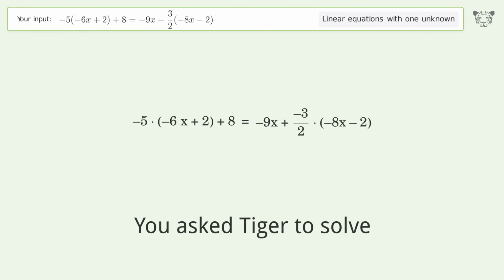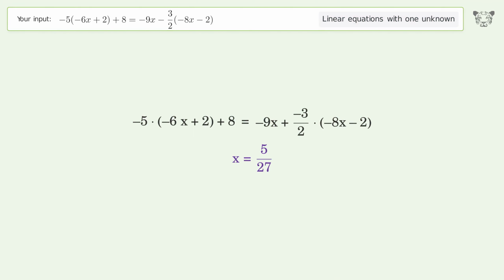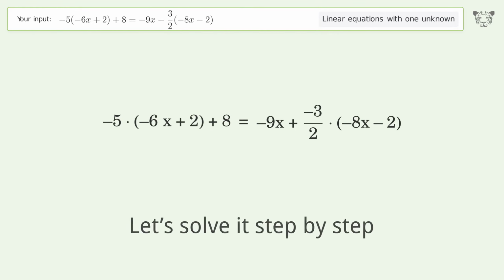You ask Tiger to solve this. It deals with linear equations with one unknown. The final result is x equals 5/27. Let's solve it step by step.